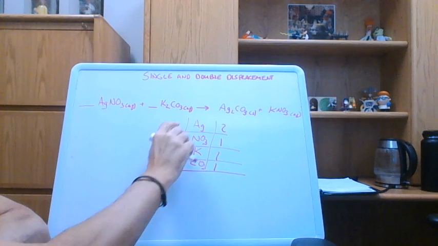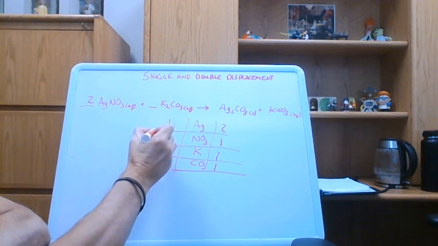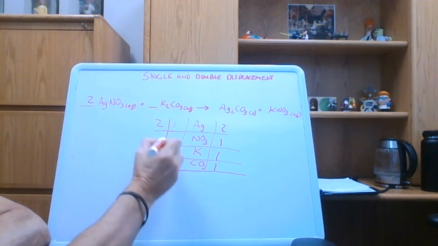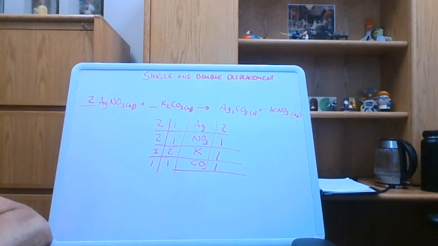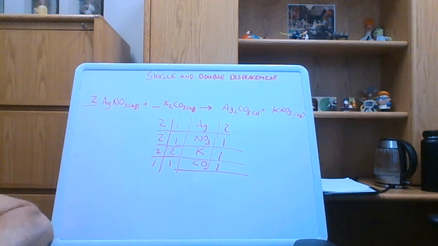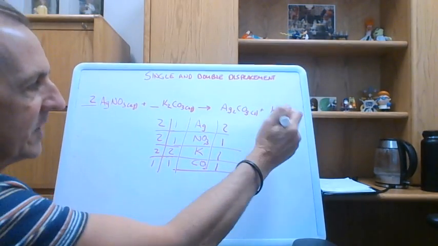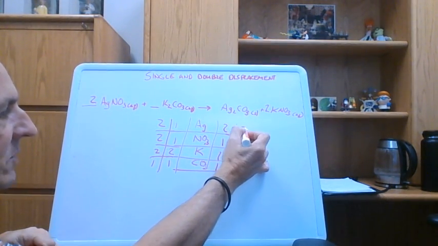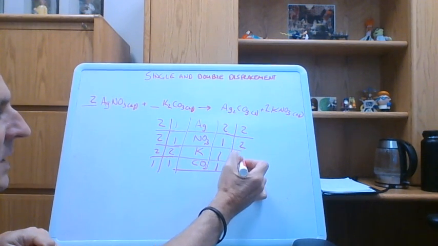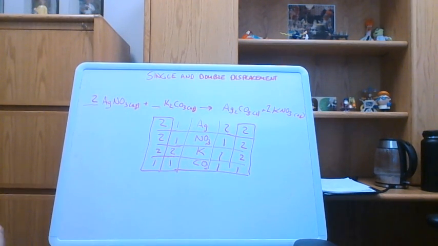One thing, we have two silver here, we have an odd number here, so I'd probably start by putting a 2 coefficient in front of that silver nitrate. That would give us two silver atoms, two nitrates, two potassium, and one carbonate. So we've started to get a little more in balance here. Now our potassium isn't balanced, and our nitrate are not balanced, but those are both in the same compound. So if we put a 2 coefficient in front of the potassium nitrate, we still have two silver. Now we have two nitrate, two potassium, and one carbonate. So now we have a balanced chemical equation.